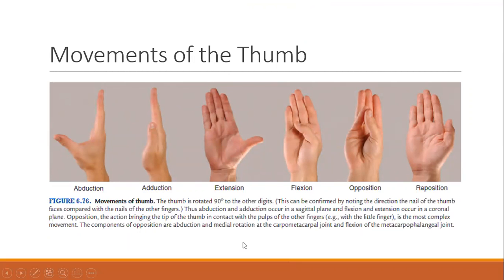So I threw this picture in here. You don't need to memorize these, but I threw this picture in here just to make the point that your thumb is really awesome and it can move in all directions, almost 360 degrees. So abduction, adduction, flexion and extension, opposition, and reposition. Opposition is literally your thumb being able to touch the tip of every finger, versus reposition is just your thumb bringing itself back into line with the other fingers.